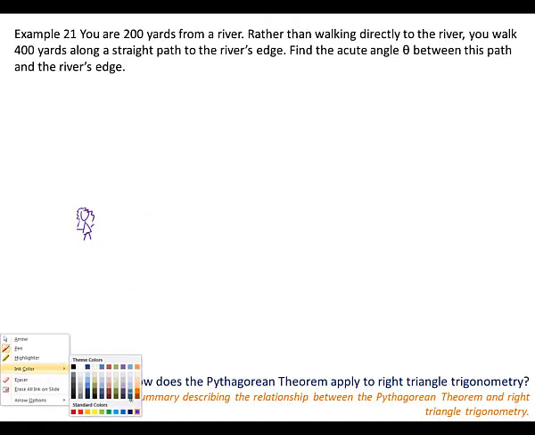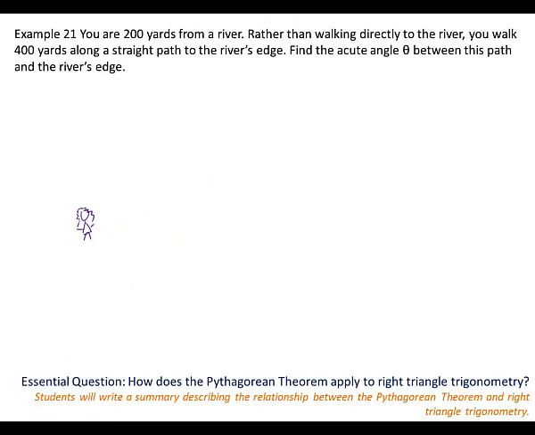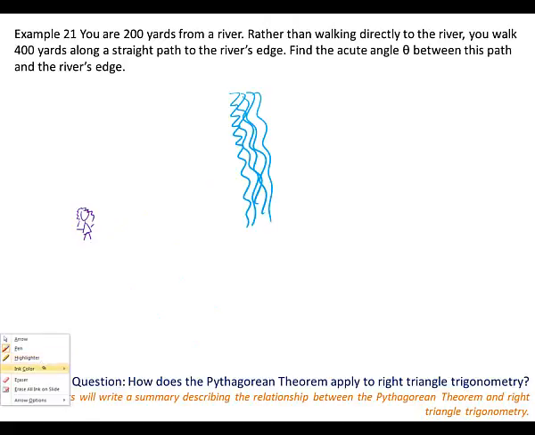All right. Then it says, you're standing 200 yards from a river. So here's my river. My river is blue. All right, there's my river. It's a good river. All right, and then I need to find my triangle here.